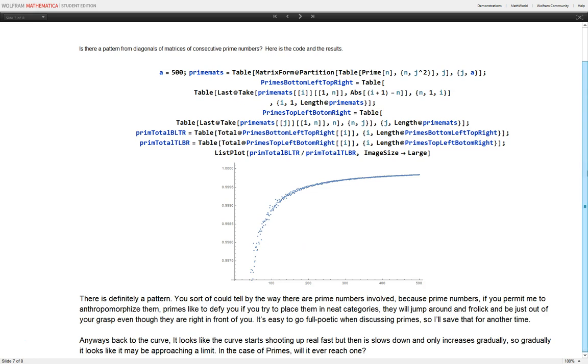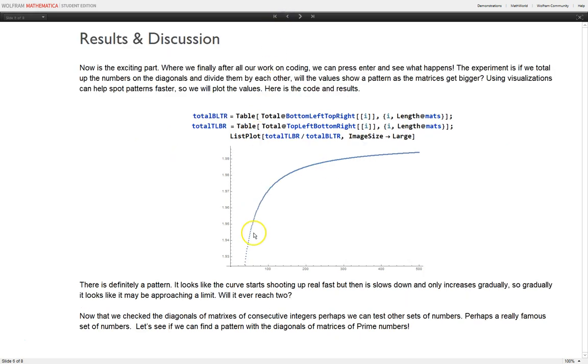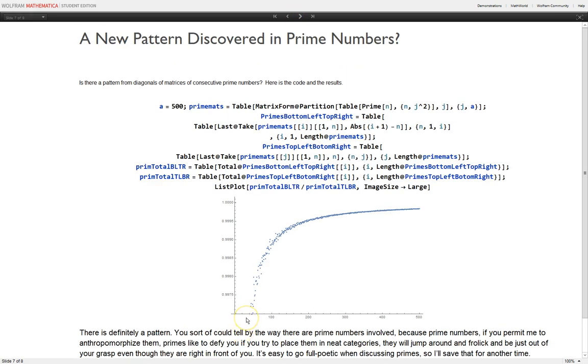So anyways, back to the curve. It looks like the curve starts shooting up real fast, and then it slows down, right? It only increases gradually, and it looks like it's approaching a limit. And in this case, the limit looks like it's 1. So those are our two findings. Here we're zooming, we hit a traffic jam, it's really crowded, and it looks like we'll never get past 2. That's consecutive numbers. This is consecutive prime numbers. We're zooming, it's getting really crowded, and it just slows down, and it looks like we'll never reach 1.